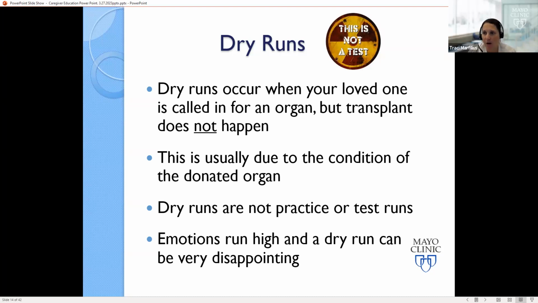Dry runs are never done on purpose. They're not practice or test runs. We're not testing you to make sure you get here in time as a patient and caregiver. When we make an organ offer, we firmly believe there's an organ available, but because of how long that organ can be out of the body for, and making sure that everyone is healthy for transplant, we have to bring people in. Obviously, it can be a lot of mixed emotions with dry runs: anger, sadness, disappointment, but please know that we want to make sure we put a good, working, healthy organ into a person. I do have patients that have multiple dry runs and some that have never had a dry run, so it does vary across the board.